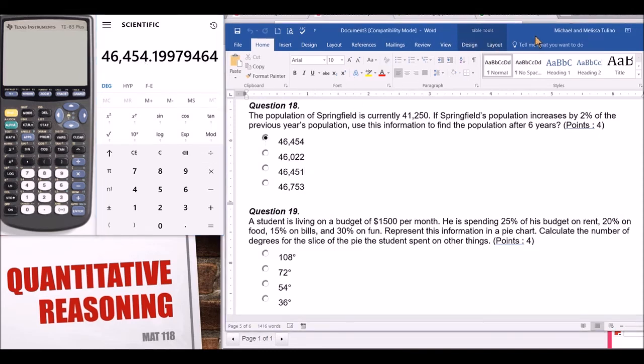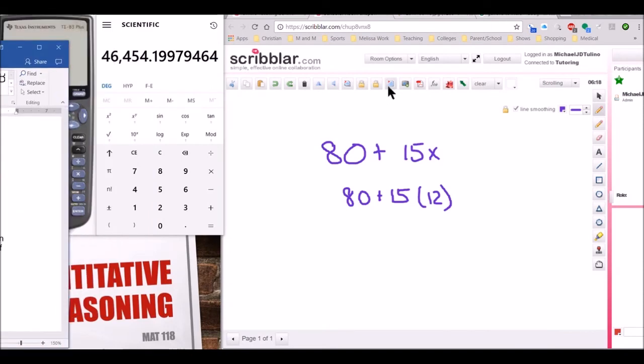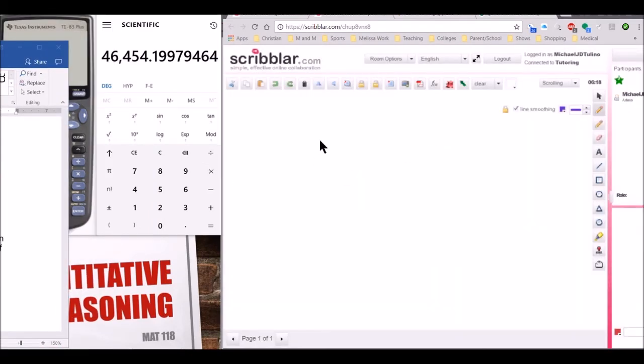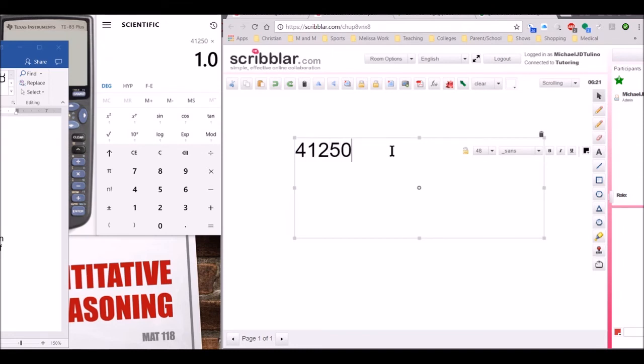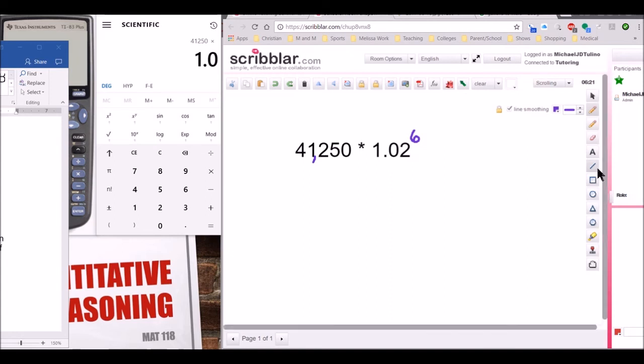So another way to do that is kind of like simple interest. We started with 41,250 times 1.02, and that's going to be raised to the 6th power. What happens here is this is our starting point, and it's increased by 2% every year, and it's going to be increasing that for 6 years. And so that's where this comes from. This is almost like compound interest, compounded yearly. So there's 6 compound periods, 6 years.